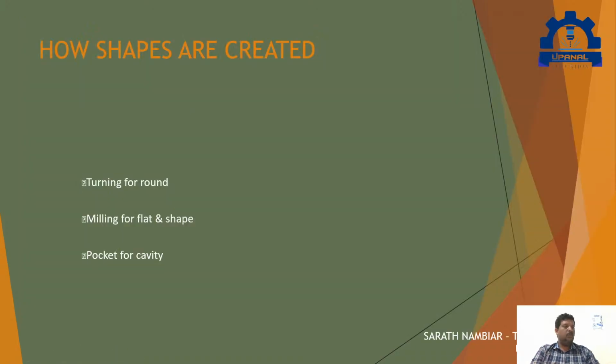Now, always keep in mind: turning is for round objects, milling is for flat and shaped objects, and pocketing is for cavities. Remember that.